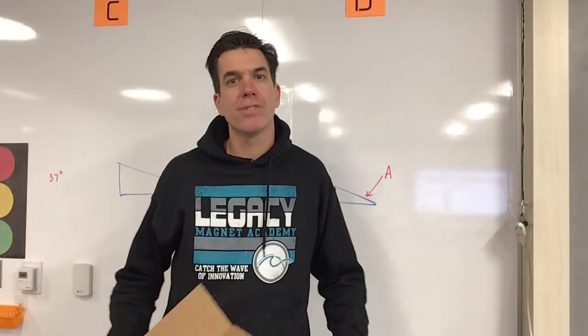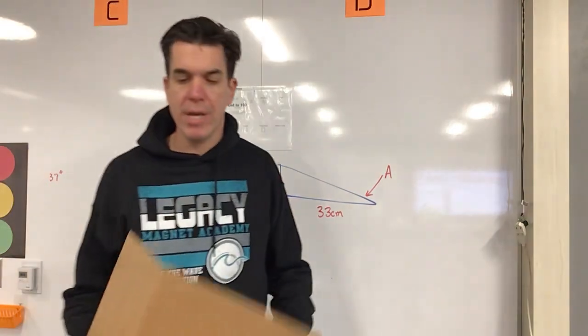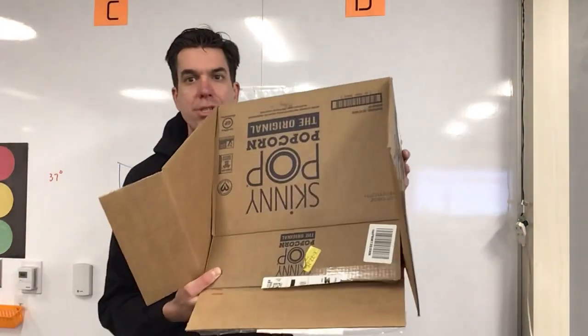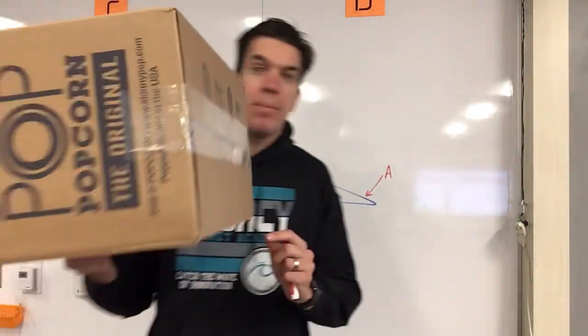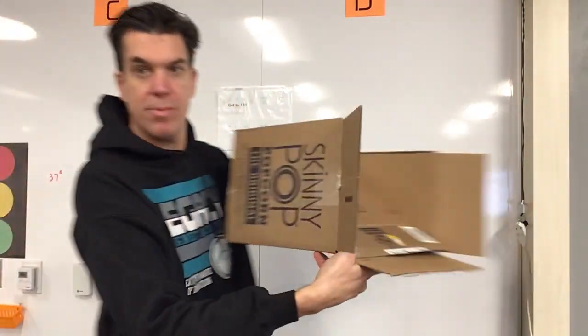Hey everybody, this video is going to show you how to find your angle of elevation of your ramp using a trig ratio. Okay, so what I did was I took my box here, as you can see, and I measured two things. I measured the height of my ramp, which is 25 centimeters. Then I also measured the base length.